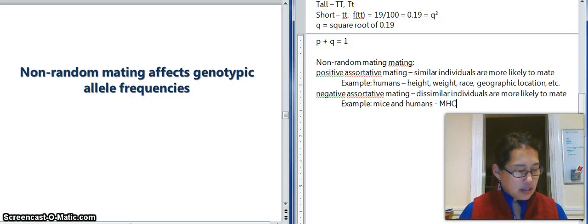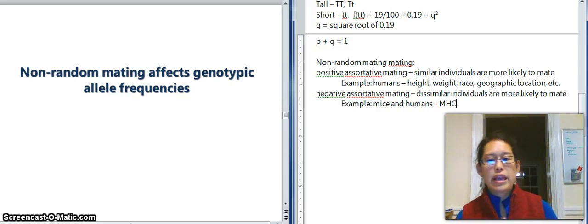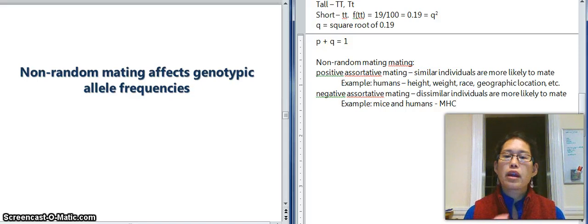Okay. All right. So under positive assortative mating and negative assortative mating, the loci where allele frequencies are going to be changing because of this are only the ones that are directly related to the traits that are being selected by mates. So in the MHC, it would just be MHC, and under, say, height, it would just be the genes that are associated with height.